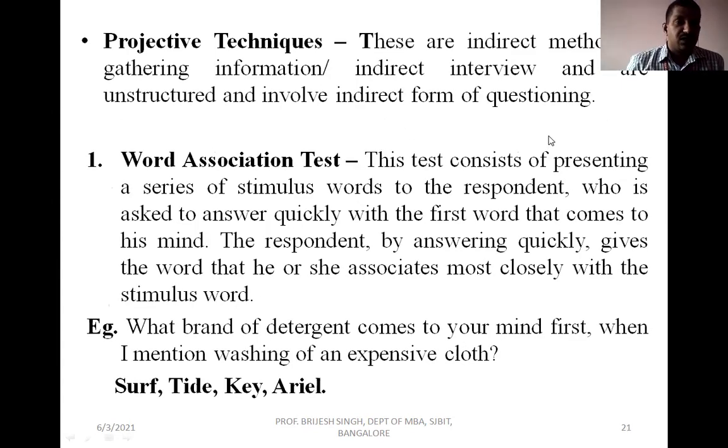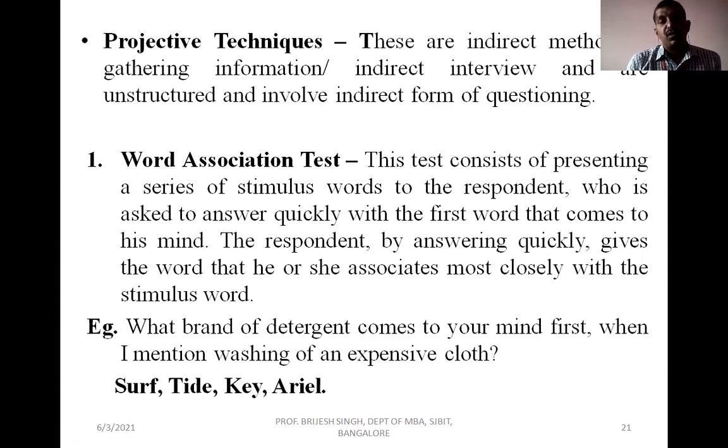Next, we have the projective technique. Here we discuss the different types of tests which can be done in an unstructured way, with no direct form of questioning. First we have the WAT, the word association test. This test consists of presenting a series of stimulus words to the respondent, who is asked to answer quickly with the first word that comes to mind.